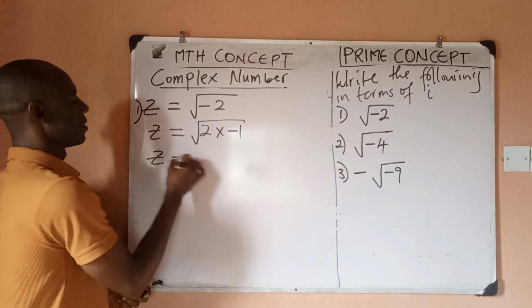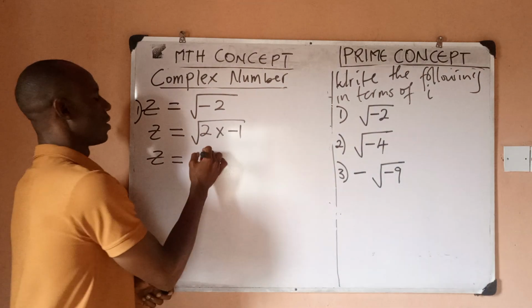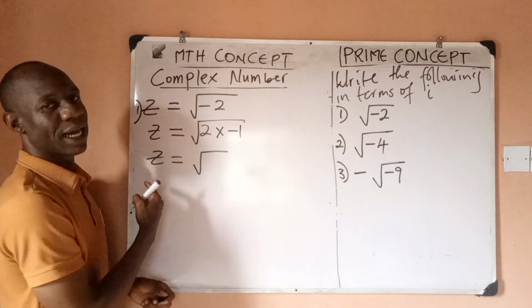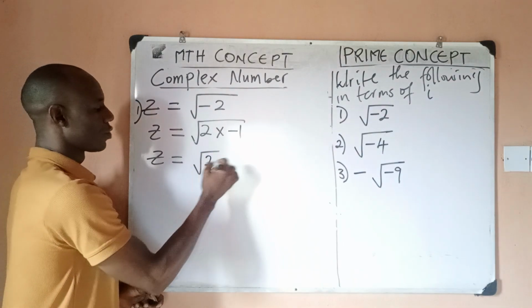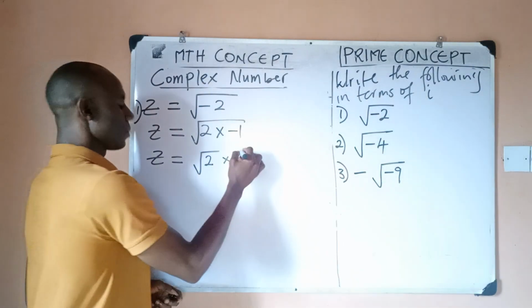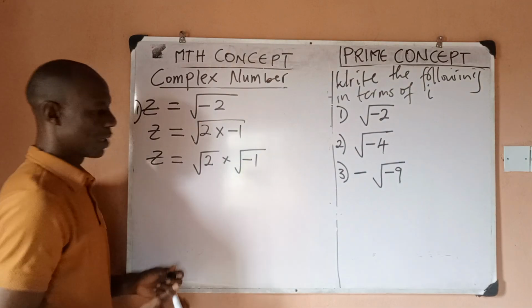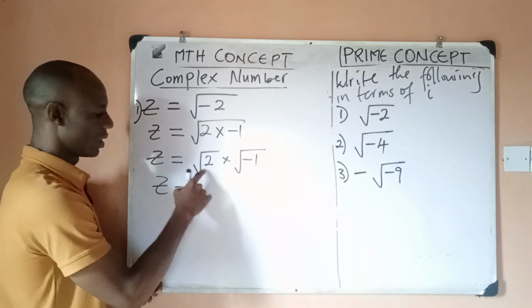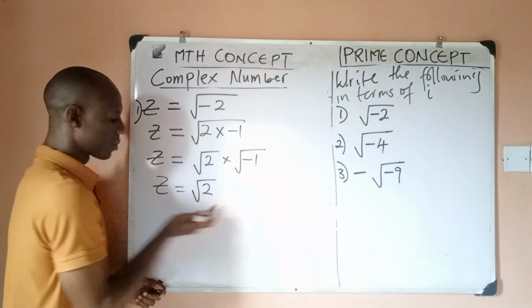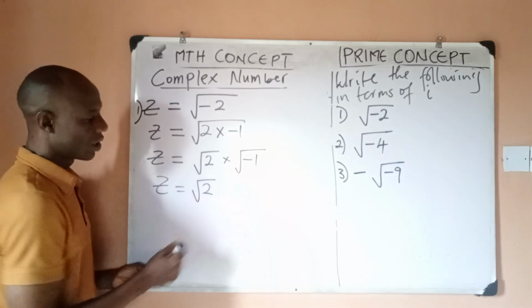So I have that z is going to be, I can now split this by what I know from surd. I can split this by saying square root of 2 times square root of negative 1. I can split in this way. And therefore, I would have that z is square root of 2, which is a surd. I can no longer evaluate.